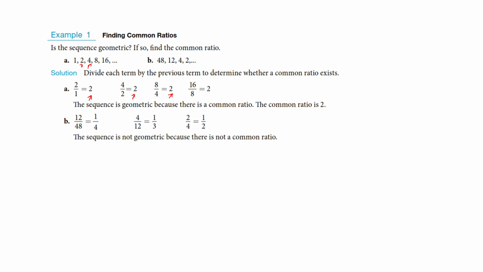Now if we look at the second one, B here, we're going to divide the second iteration by the one before it. That gets me 1/4. The third iteration by the one before it, 1/3. So I can instantly see this doesn't have a common ratio. This isn't a repeated multiplication by the same value. So it is not a geometric sequence for the second one.